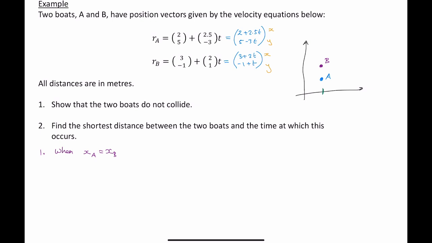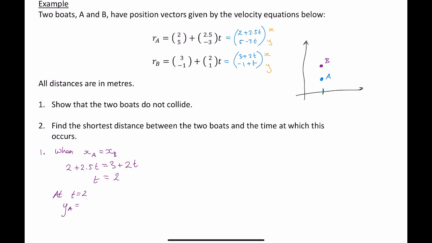Okay, so now my x coordinate of A, that's 2 plus 2.5t, and that's going to be equal to 3 plus 2t. So I'm solving for t to find the time at which their x coordinates are equal. If I solve for t, use nsolve, use algebra, whatever you want, it gives me a time of 2. Then I need to find, at this time t equals 2, what are the y coordinates?